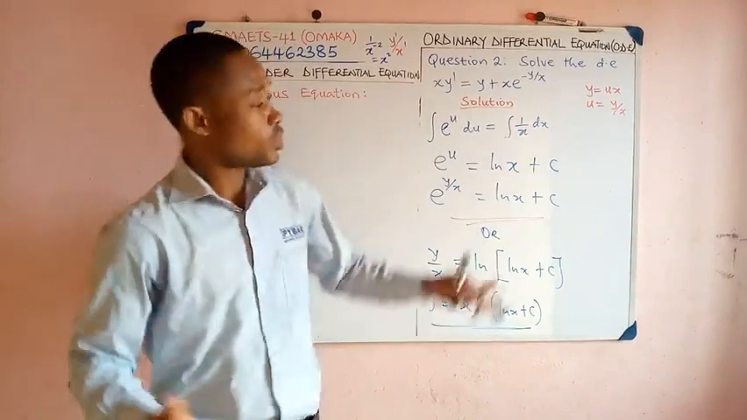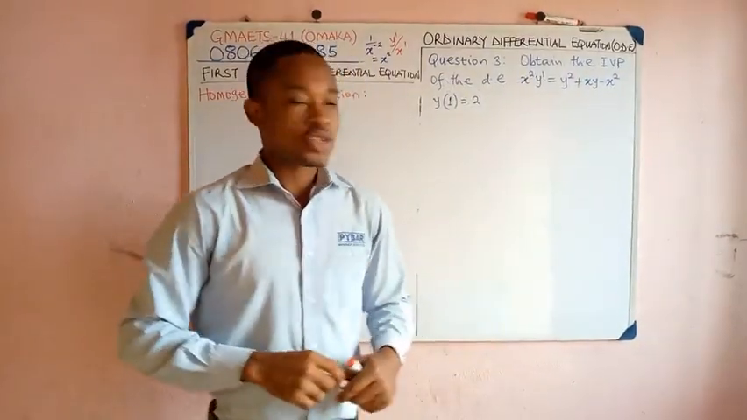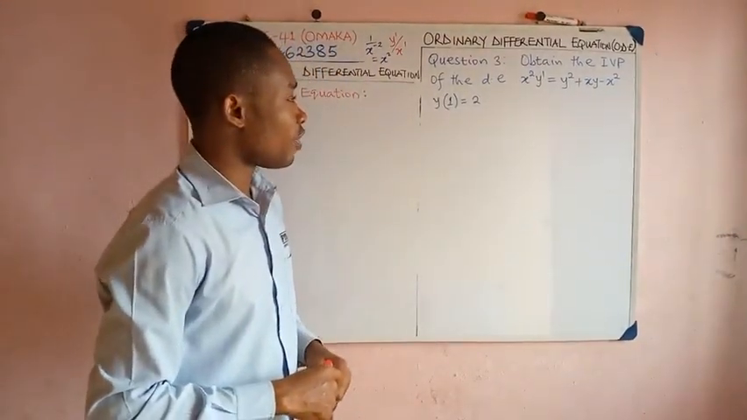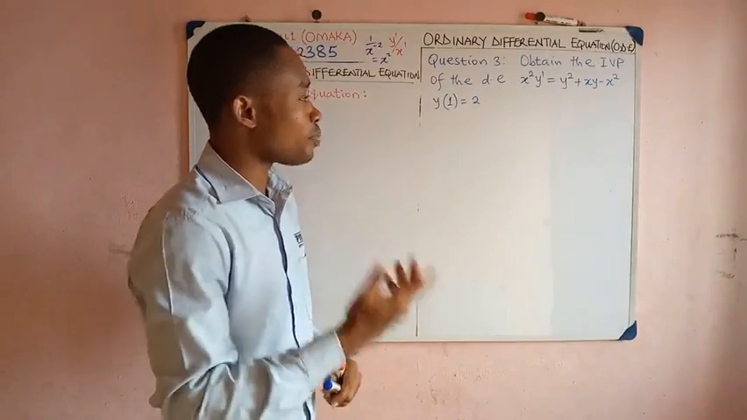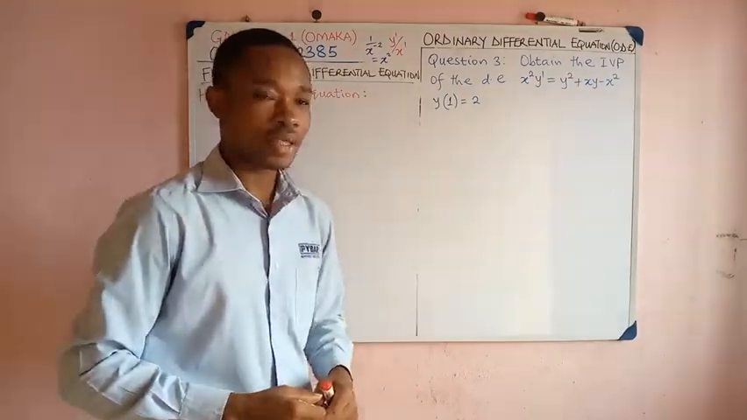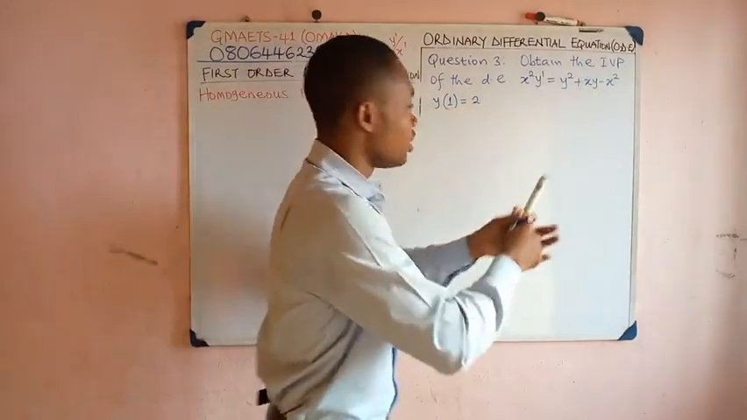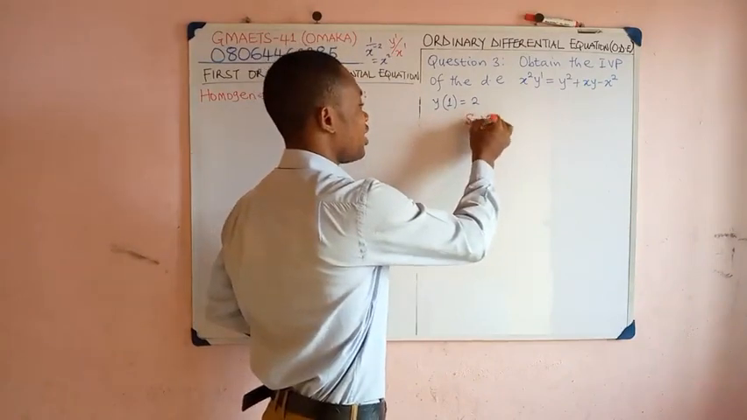And that's how we solve this homogeneous equation. We have this third question on the board here. Obtain the IVP of the DE x squared y prime equal to y squared plus xy minus x squared, y of 1 equal to 2. This IVP simply means initial value problem, okay?